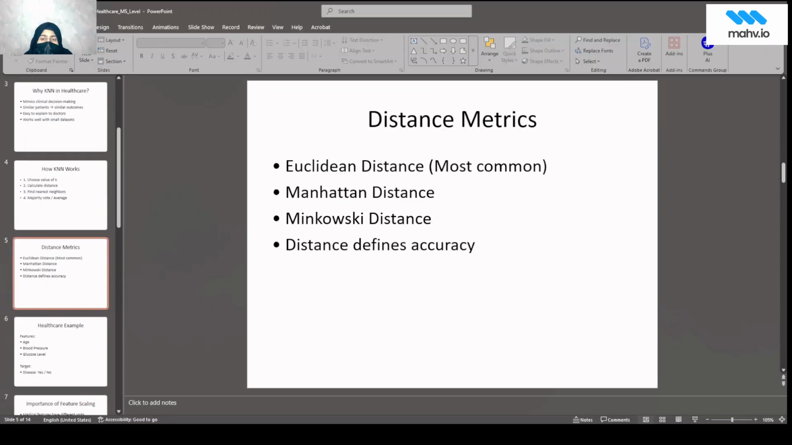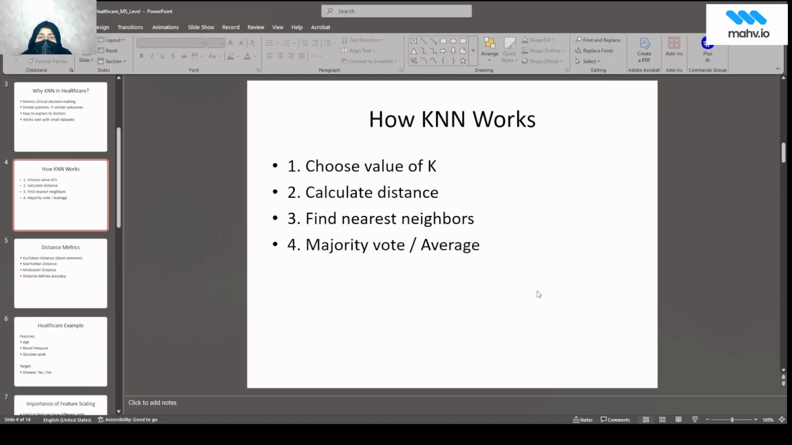For the distance metrics, Euclidean distance is very common. Manhattan and others are also present, but commonly Euclidean distance is used. So the steps include: choose the value of K, calculate the distance using the formula, find the nearest neighbors, and at the end look at the majority.